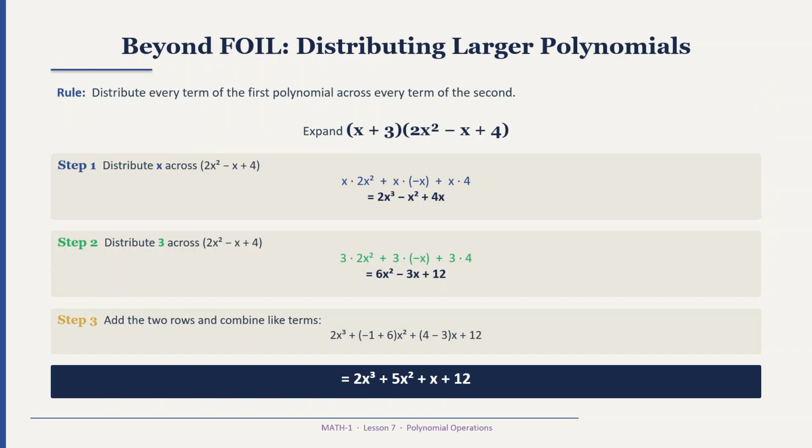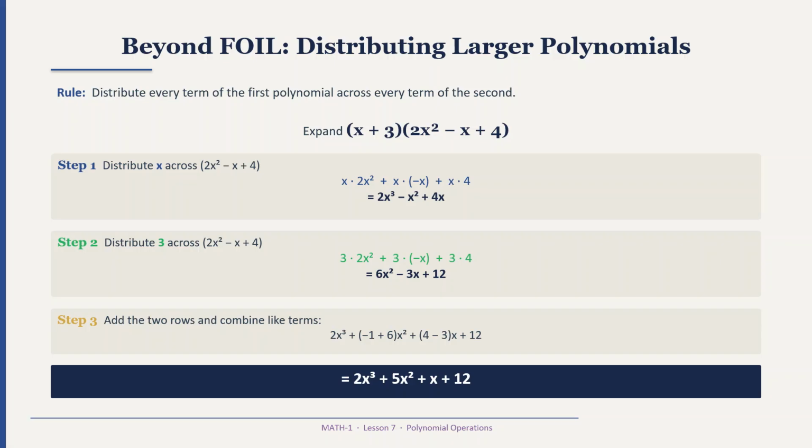When you multiply a binomial by a trinomial, you cannot use first, outer, inner, last, because there are more than 4 products. Instead, distribute each term of the binomial across the entire trinomial. Our example is x plus 3 times 2x squared minus x plus 4.